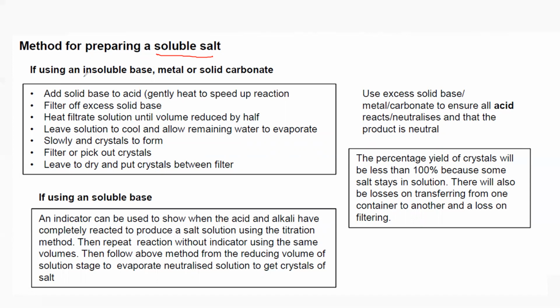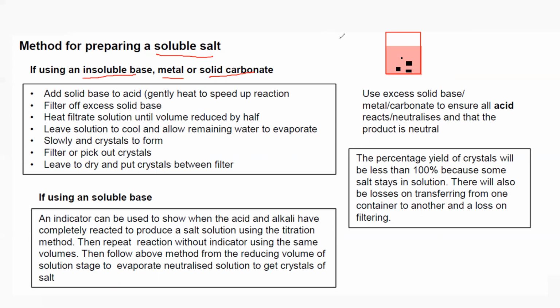So if you are preparing a soluble salt, for example using an insoluble base, metal, or solid carbonate, what we will do first is add the solid carbonate to acid. For example, a container is filled with acid, and using a spatula we can add the solid to it. We add until no more reaction occurs and no more solid dissolves.